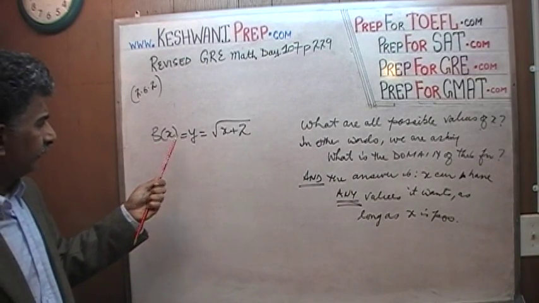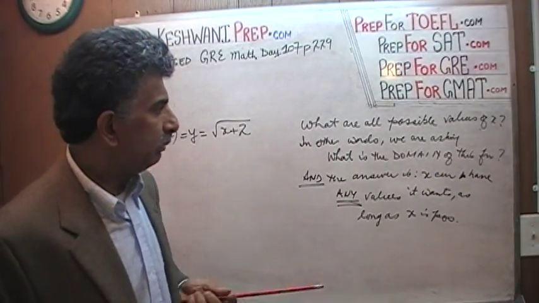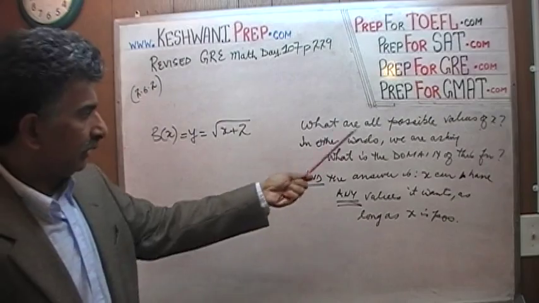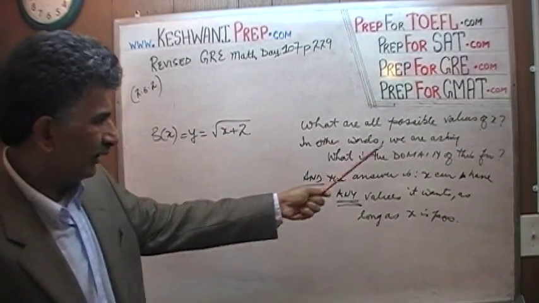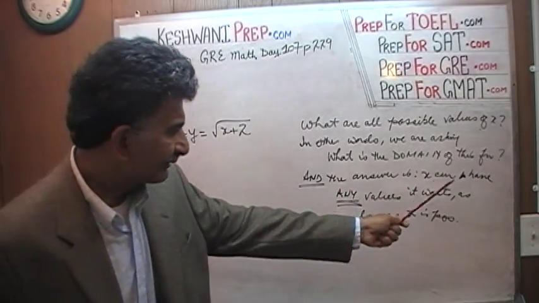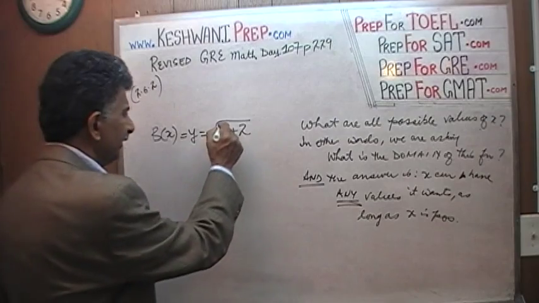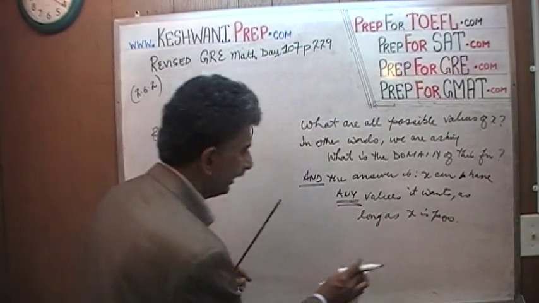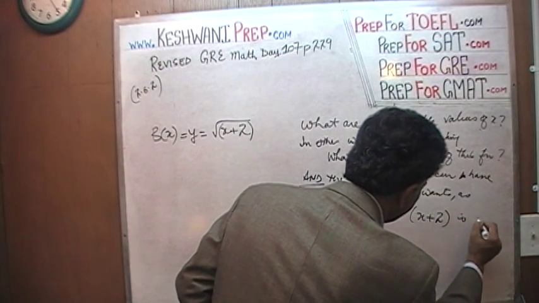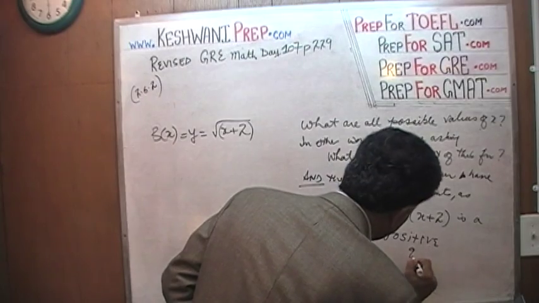B of x equals y. In this relationship, the question again is, what are all possible values of x in this function? In other words, we are asking here, what is the domain of this function? Again, the answer is x can have any values it wants as long as this quantity that we see here under the square root sign, x plus 2, is a positive quantity.